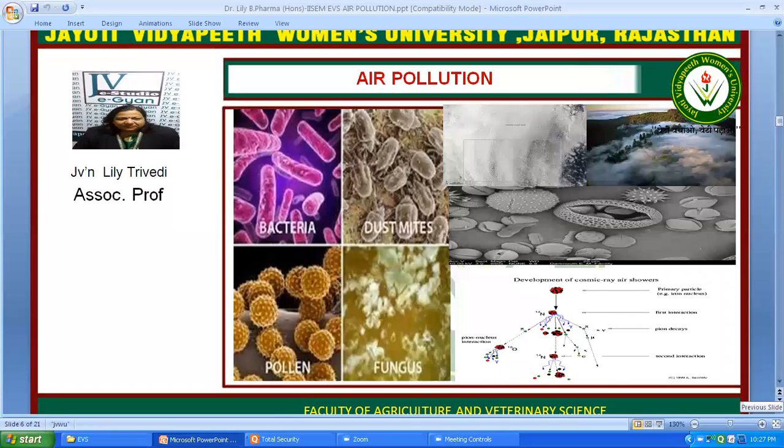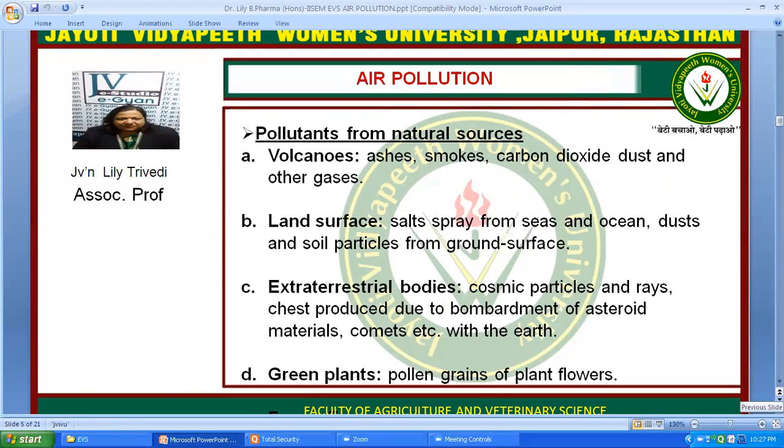Now, what is the cause of air pollution? The sources of air pollution. So when we see the sources, they are volcanoes from which ash, smoke, carbon dioxide, dust and other gases come. Land surfaces, from where the sea salt sprays from the sea and ocean, dust and soil particles from ground surface. We also have extraterrestrial bodies as the pollution. Now what are those? Cosmic rays, particles produced due to bombardment of asteroid material, comets, etc. Even with Earth. Then from the green plants, we have the pollen grains as the polluting agent.